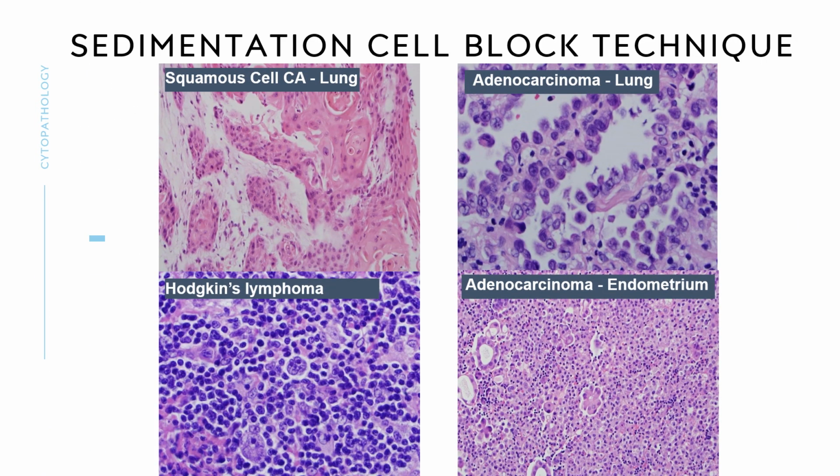So the sedimentation cell block technique. These are examples of cells in a microscopic demonstration using the sedimentation cell block technique. So we have the squamous cell carcinoma, the adenocarcinoma, and the Hodgkin's lymphoma, and then the adenocarcinoma of the endometrium.